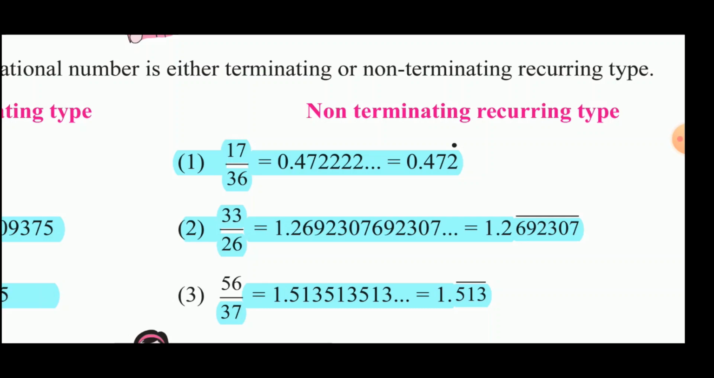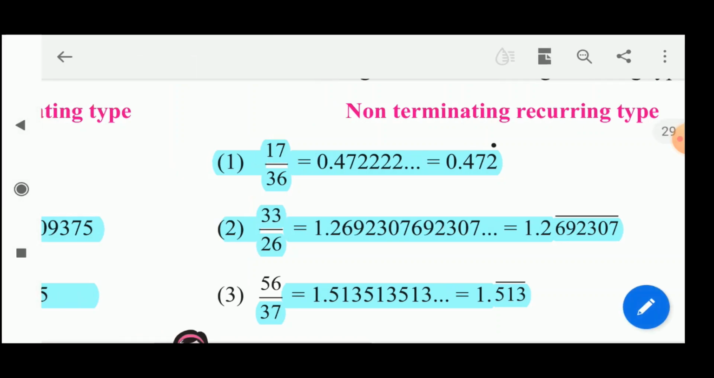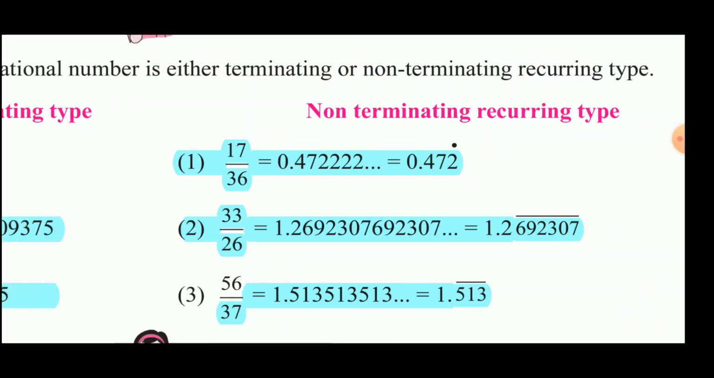So what we observe here is that this group of 6 digits, 692307, is repeated. So what is the decimal form of this? Again, if you continue the division, what will you observe?